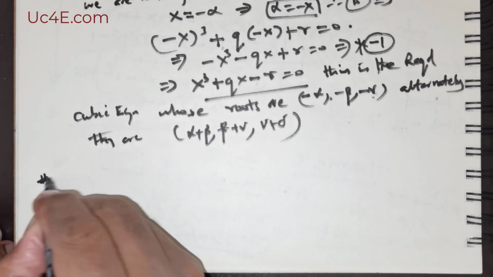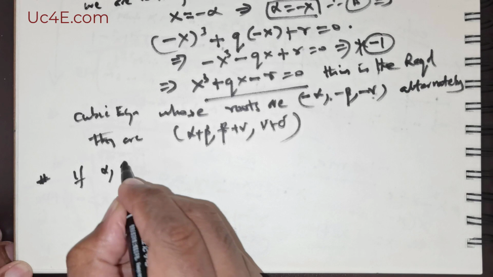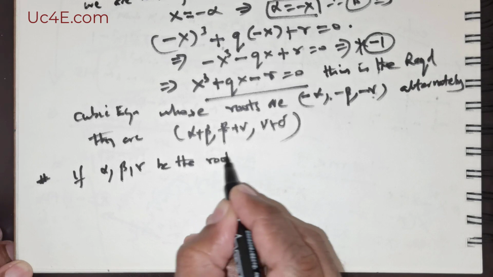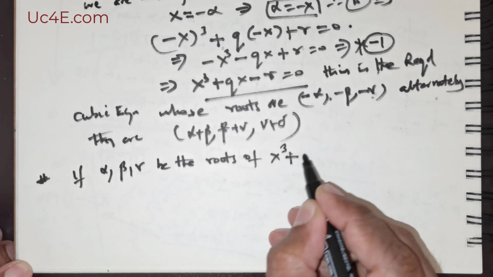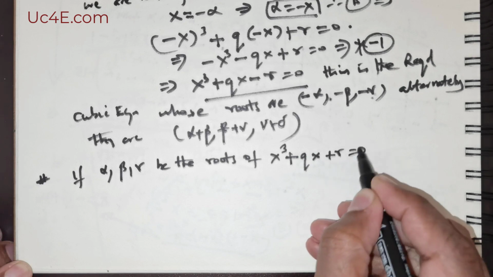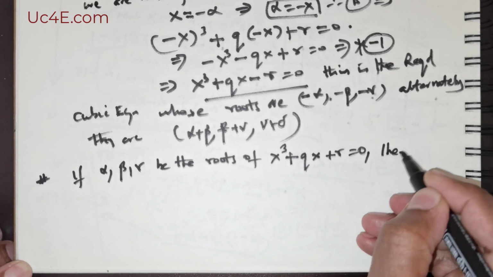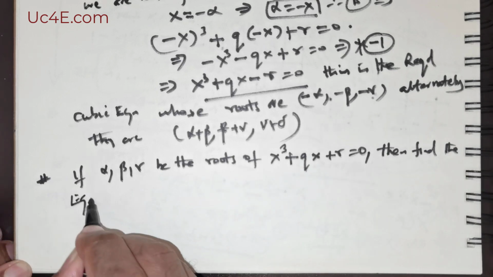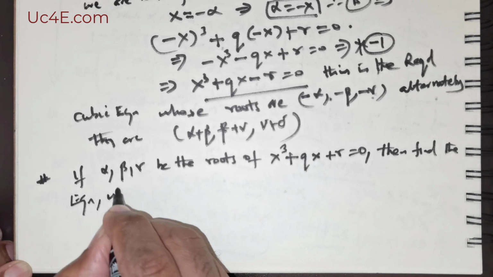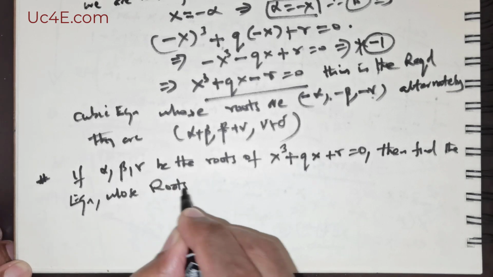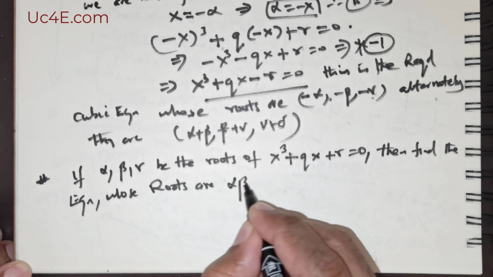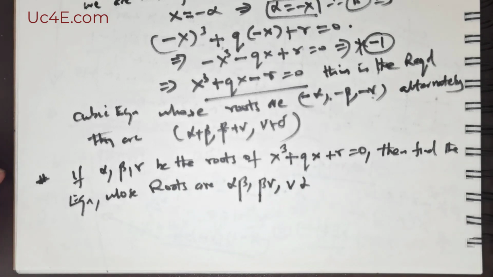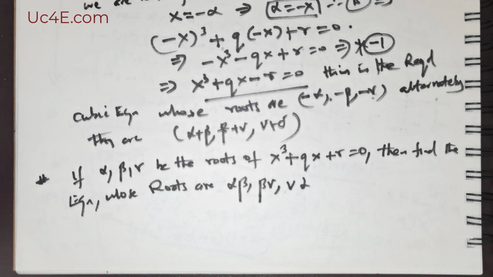Let's do this question, students. If alpha, beta, gamma be the roots of x cubed + qx + r = 0, then find the cubic equation whose roots are alpha beta, beta gamma, and gamma alpha, right? So let's move to the next page and work this question out.